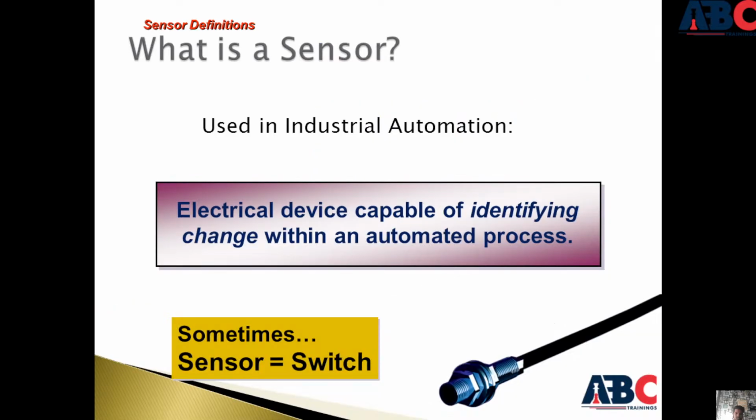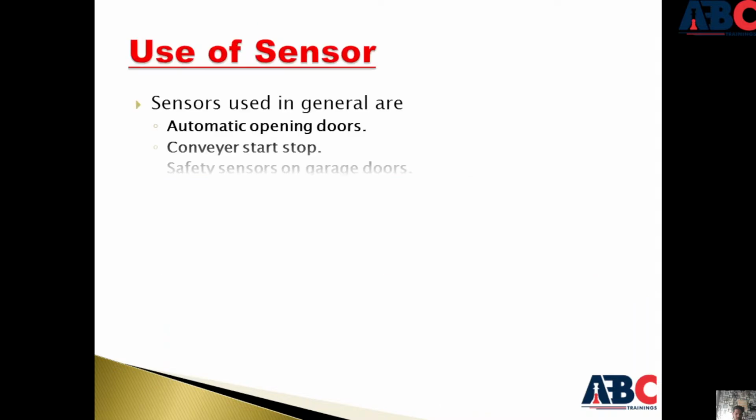The next point is the sensor. What is a sensor used in industrial automation? It is an electrical device capable of identifying changes within an automated process. Sometimes sensors are equal to switches.